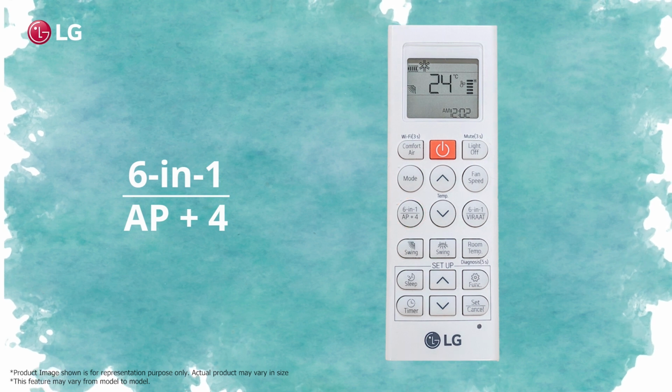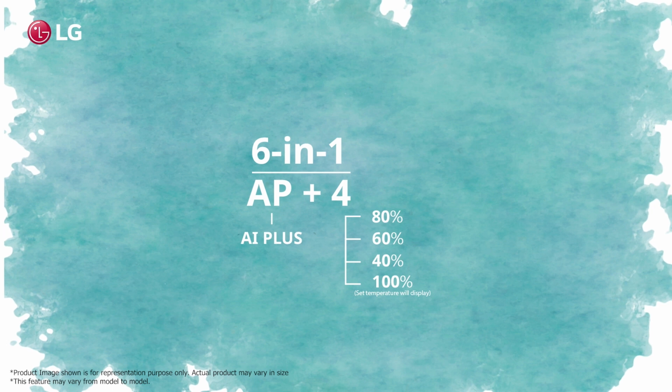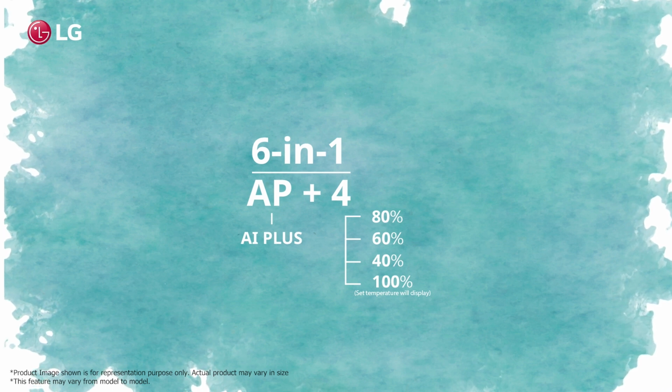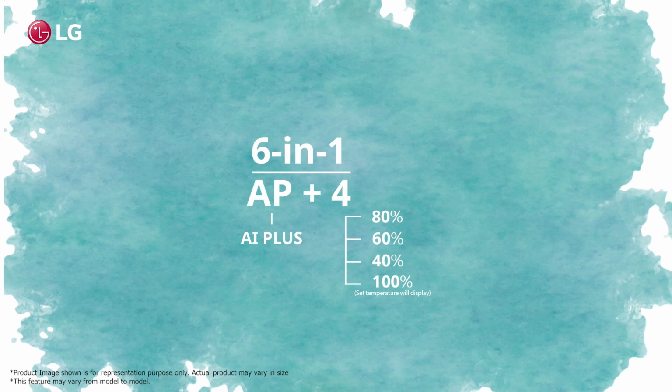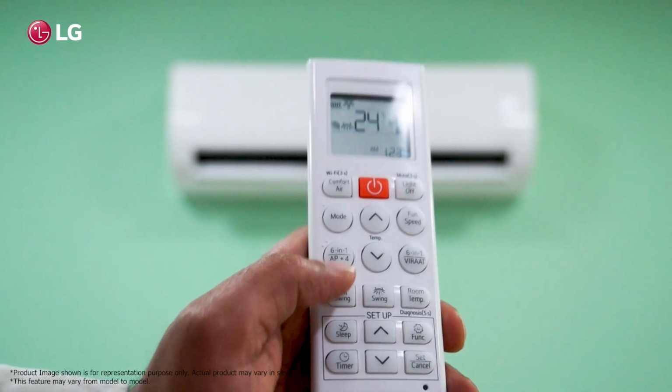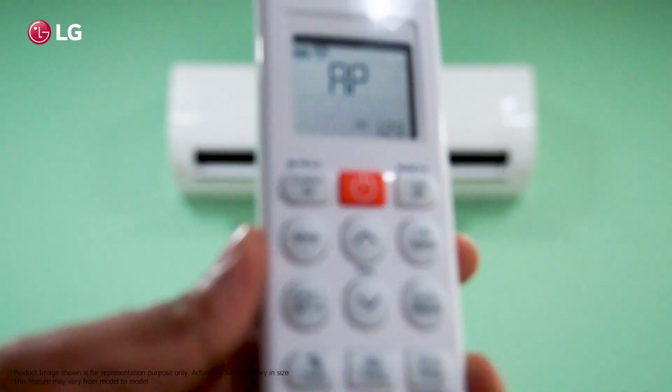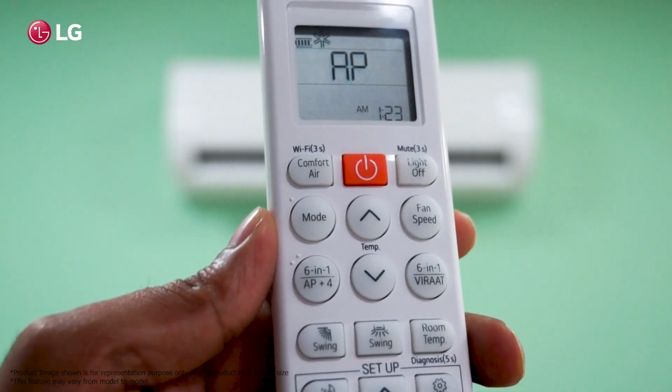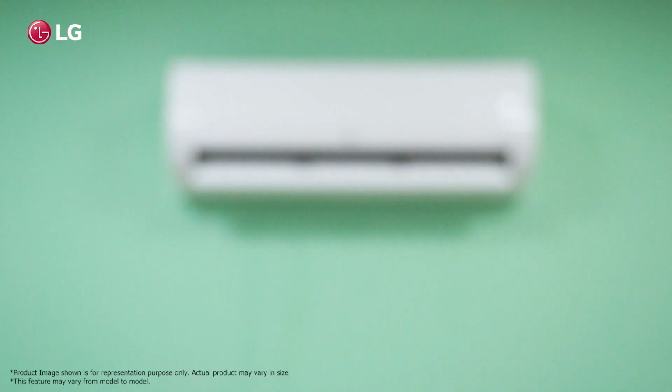In the 6-in-1 AP+4 button, AP stands for AI Plus, whereas +4 stands for 3 different running capacities: 80%, 60%, 40% and 100%, which is the desired set temperature. Press the 6-in-1 AP+4 button repeatedly to select each step. First step, AP, AI Plus convertible mode.